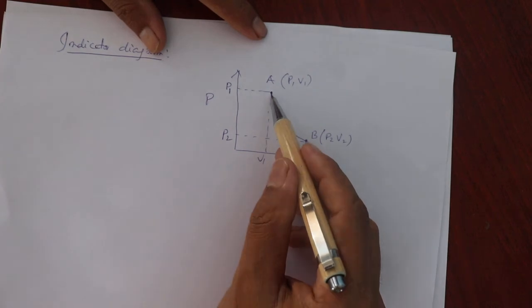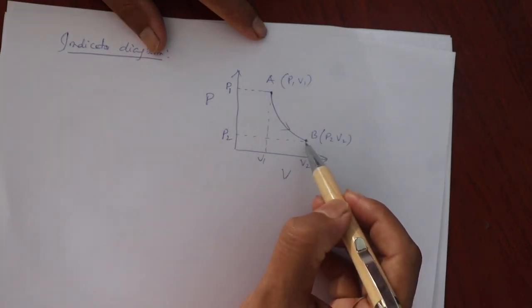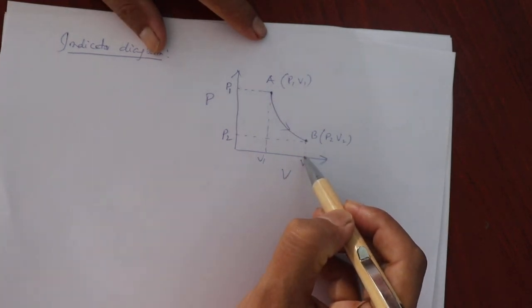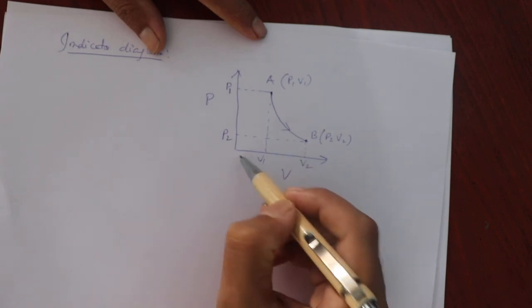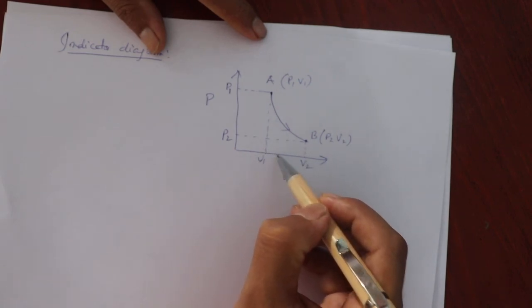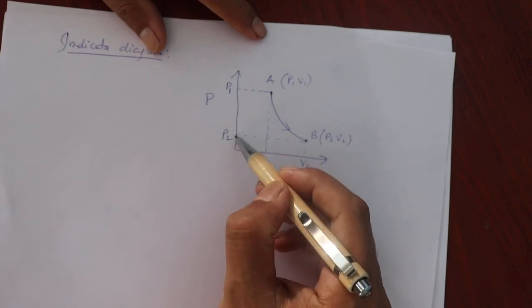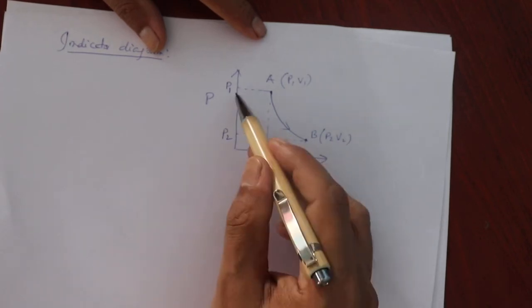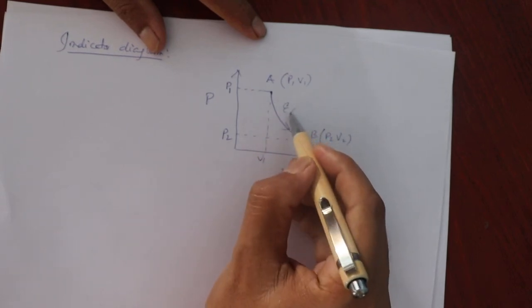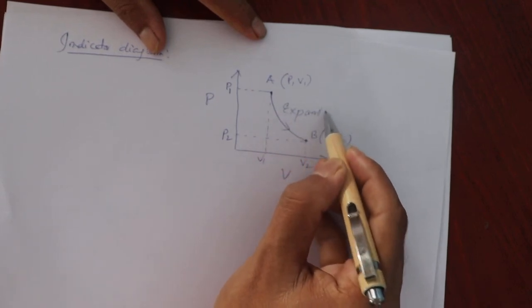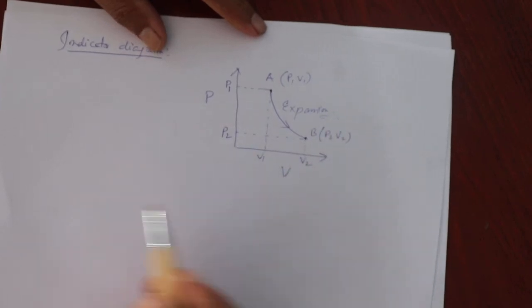If you choose these 2 points A and B, compare the volume. Volume is increasing from V1 to V2, but pressure is decreasing from P1 to P2. It means if volume increases, pressure decreases, so this is expansion. So this is going to be expansion of the gas.